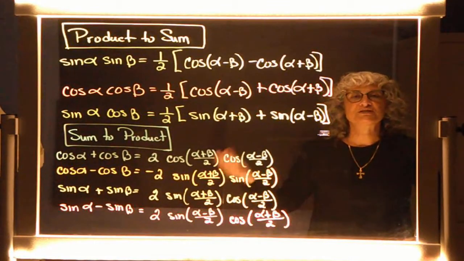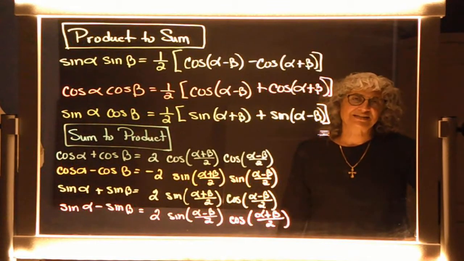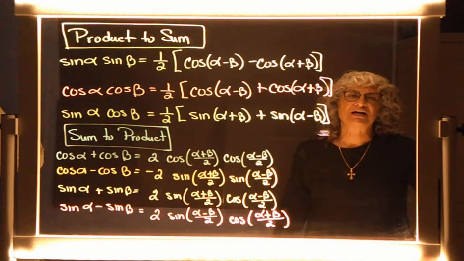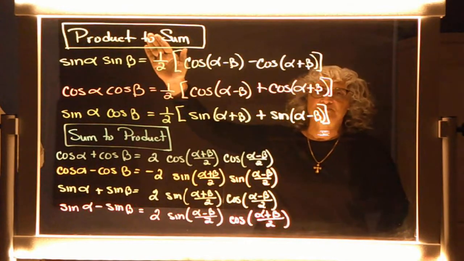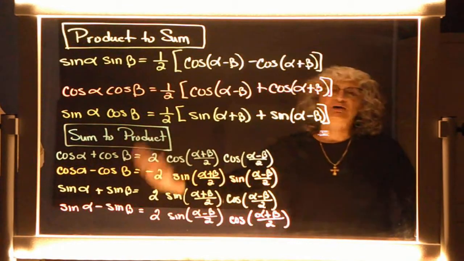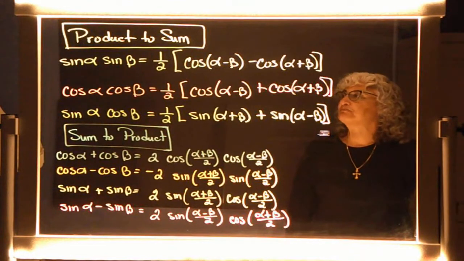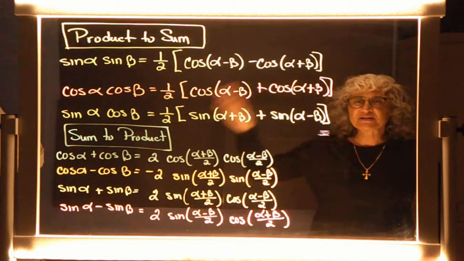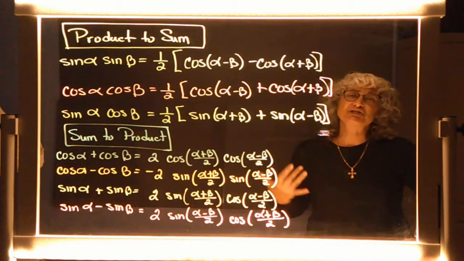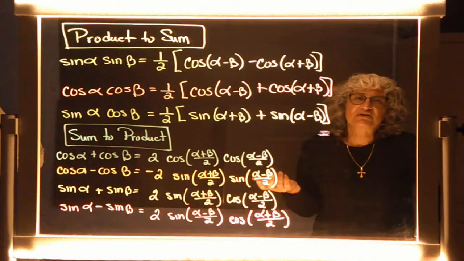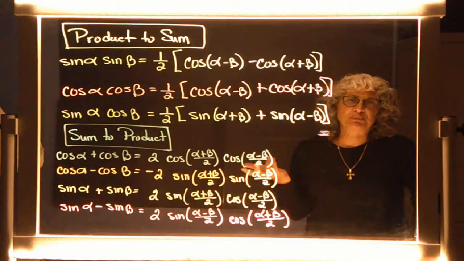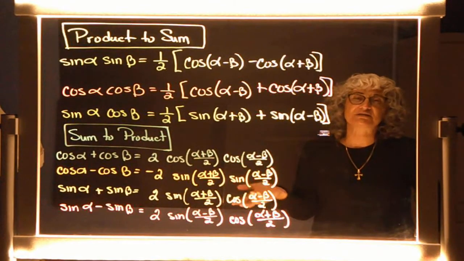Okay, so let's move on to this next section. This next section has two different identities going on, two different formulas going on. One is called product to sum, and the other one is called sum to product. So, I've written them all down because there's really no easy way to remember them all. This is where, in the real world, you would actually have a book to use as a reference.